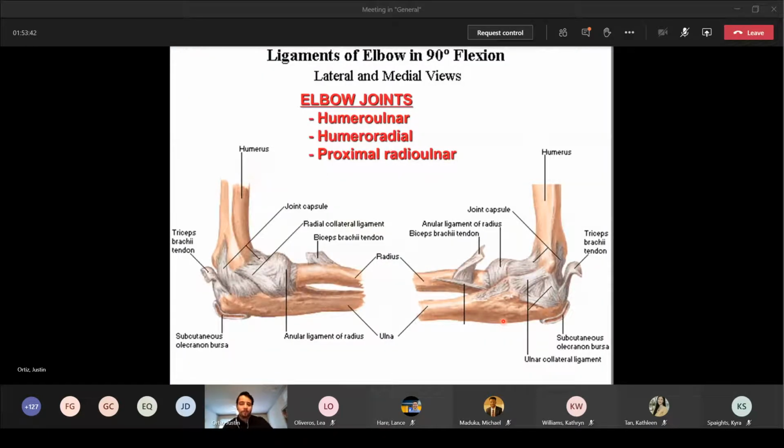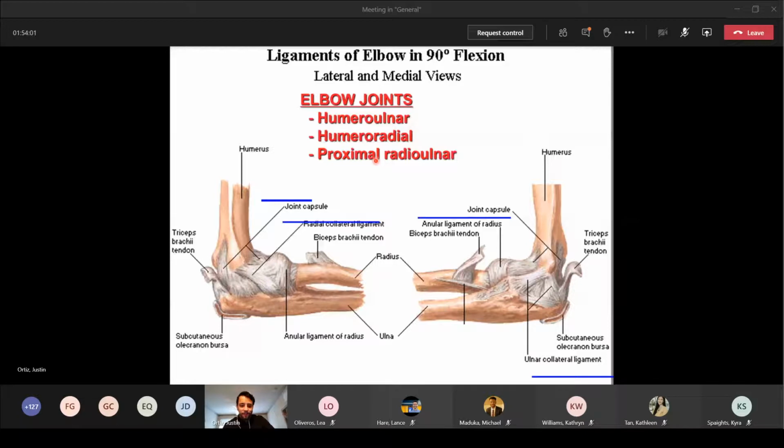Here, nothing too important, honestly. I guess just knowing that humeral ulnar is just between the ulna and the humerus, and then humeral radial is just radius and humerus. And there's nothing too important on this slide. Yeah, we talked about the angular ligament already.